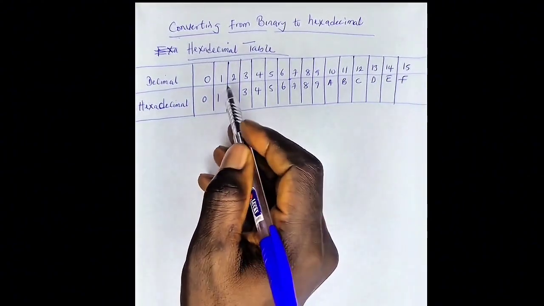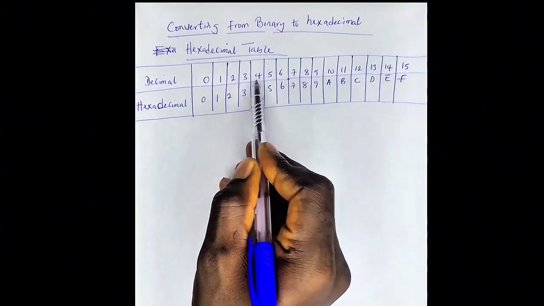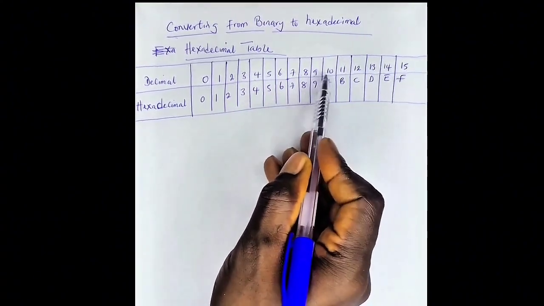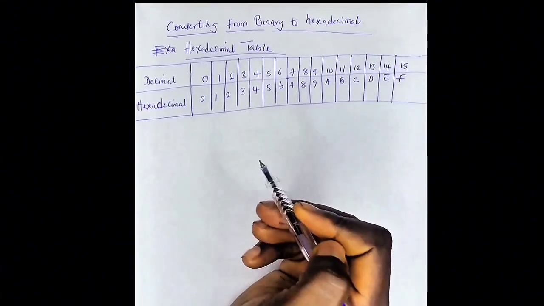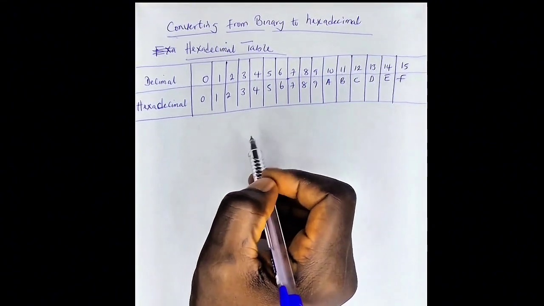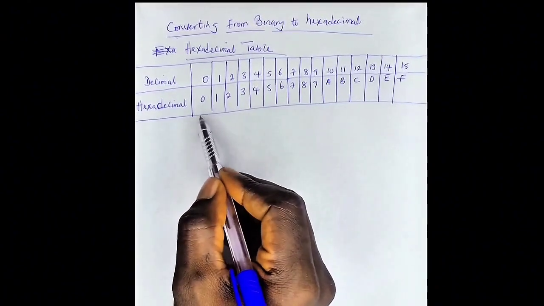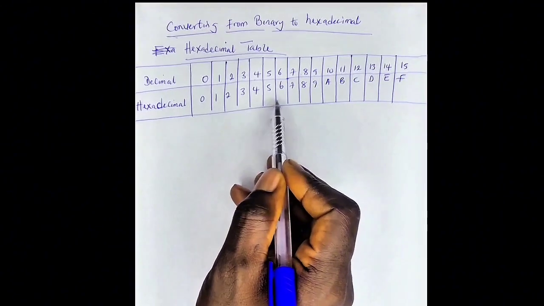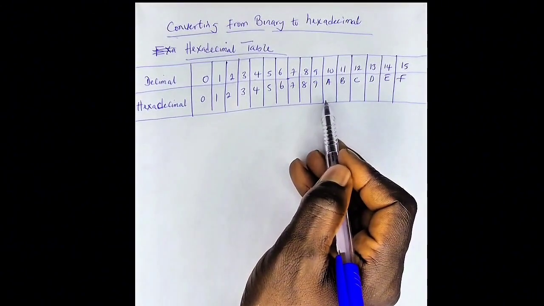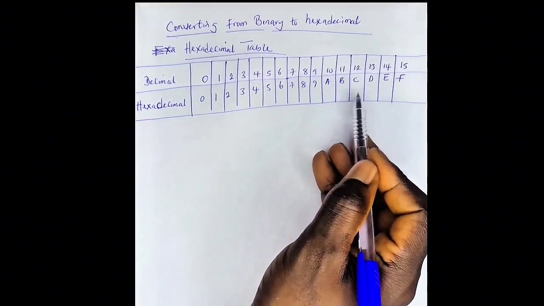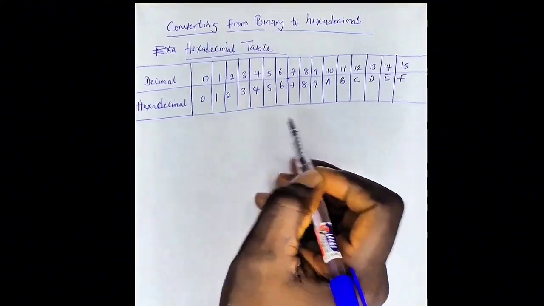Our normal decimal system is base 10, which is 0, 1, 2, 3, 4, 5, 6, 7, 8, 9. But in hexadecimal, it's a combination of numbers and alphabets. So instead of writing 10, 11, 12, 13, 14, 15, it is represented with A, B, C, D, E, F. So it's a base 16 system.